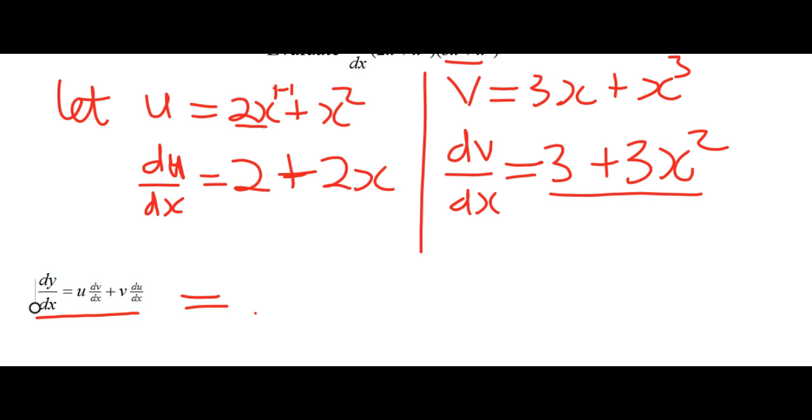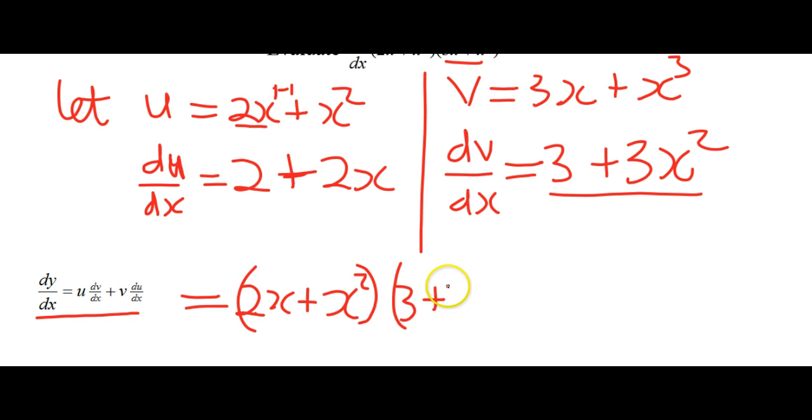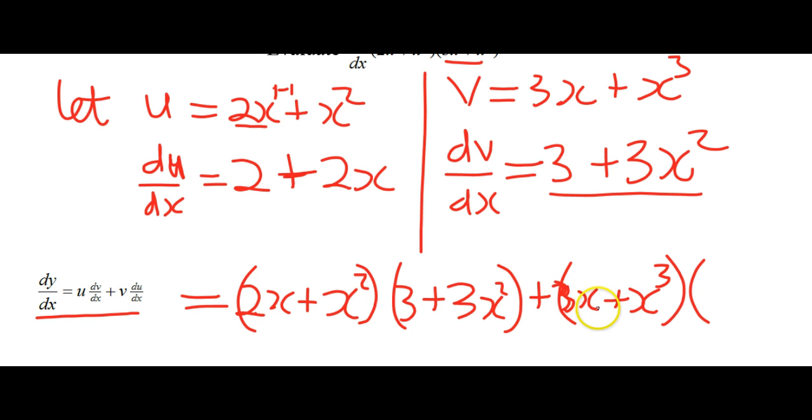So per the formula, the u, which was 2x plus x squared originally, times the differential of the v, rather, so to be 3 plus 3x squared, then plus, then I have the v, which is 3x plus x cubed, multiplied by the differential of the u, 2 plus 2x. So you cannot expand this.